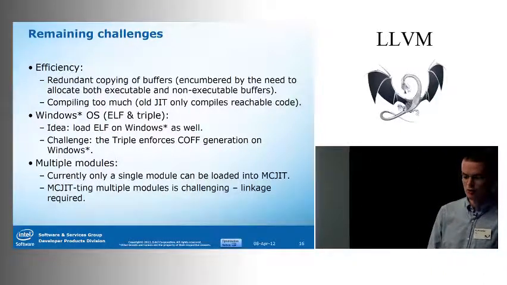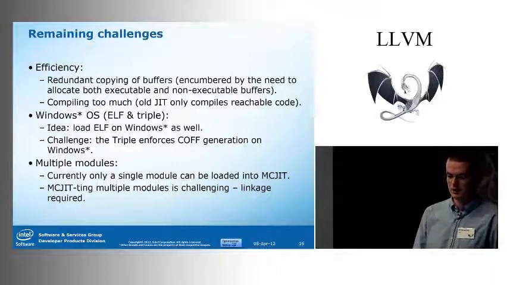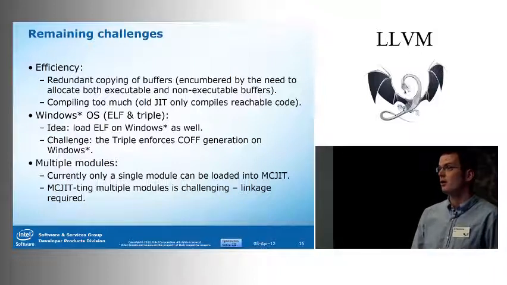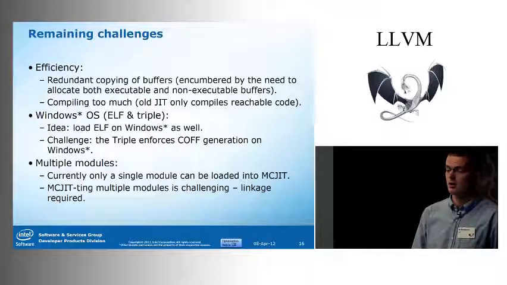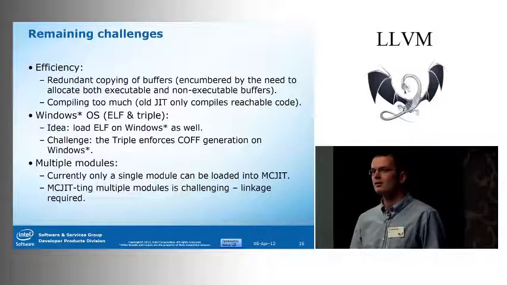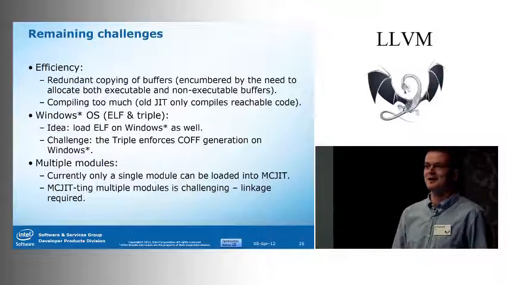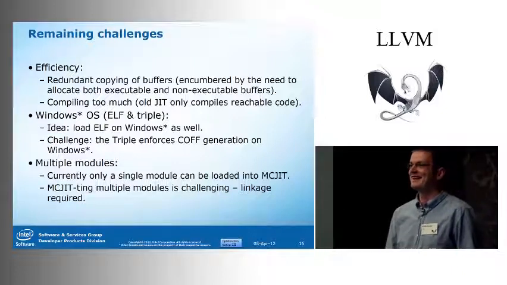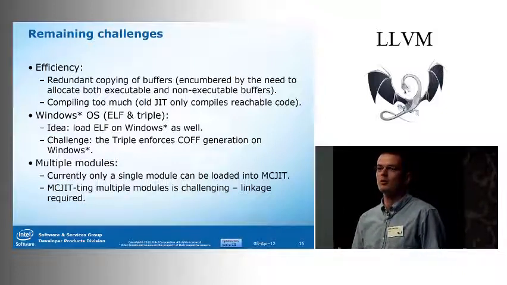And there's also the issue of multiple modules, that currently MCJIT only knows how to load one module, because loading multiple modules means that MCJIT has to do actual linking. And we don't want to go there currently. We'll just wait for LLD to be ready, and then it can be enabled. But we don't really suffer too much from it, again, because in OpenCL we currently don't have this problem.